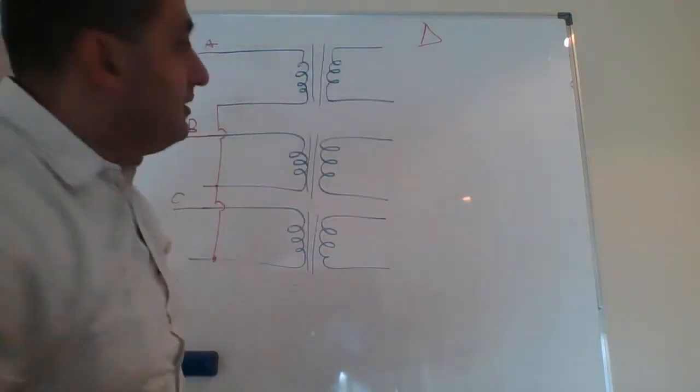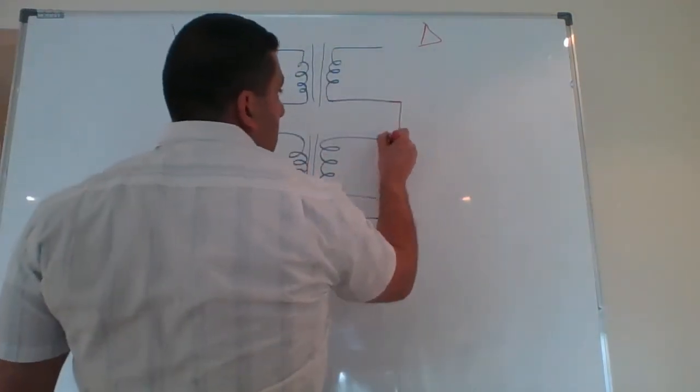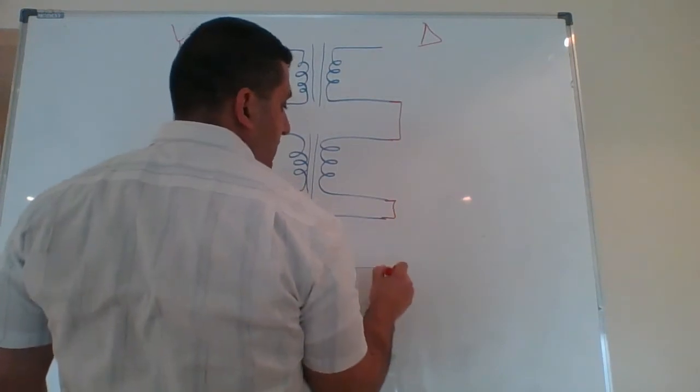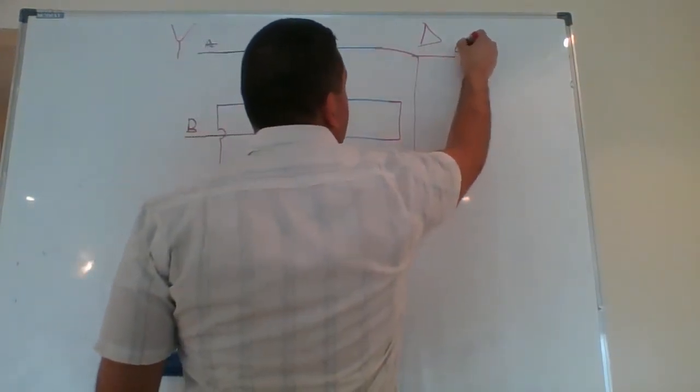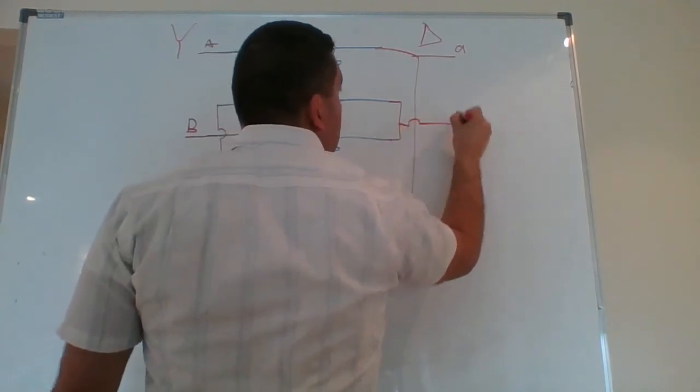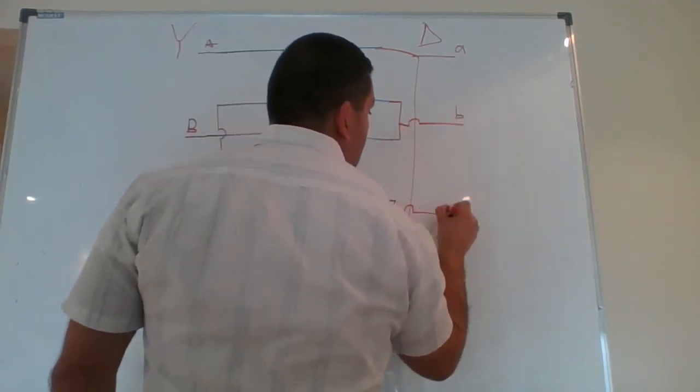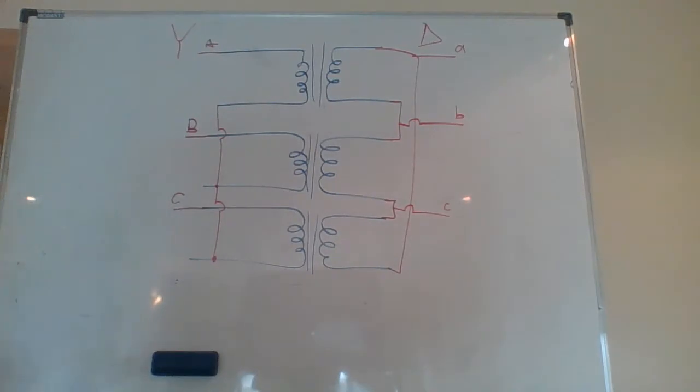On this side, delta, I do the same. This terminal will be connected to this terminal, and this terminal like this. And I'll have small a in here, small b in here, small c out.